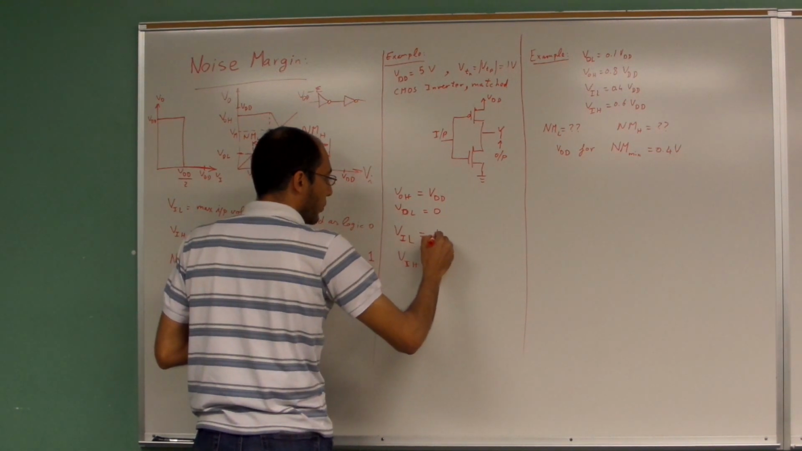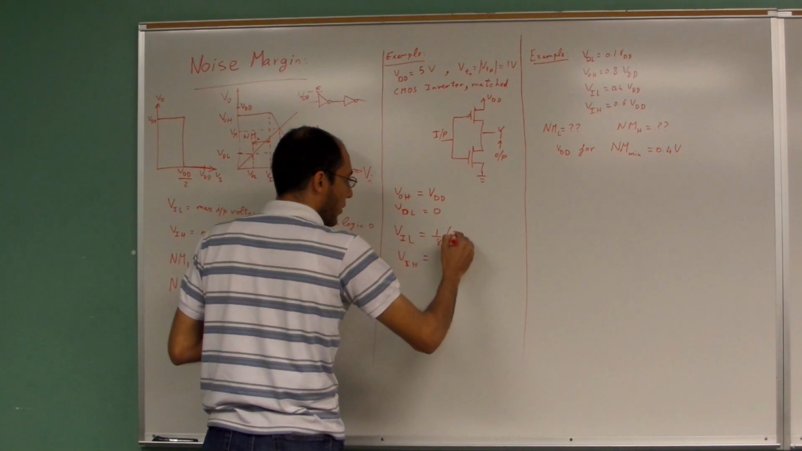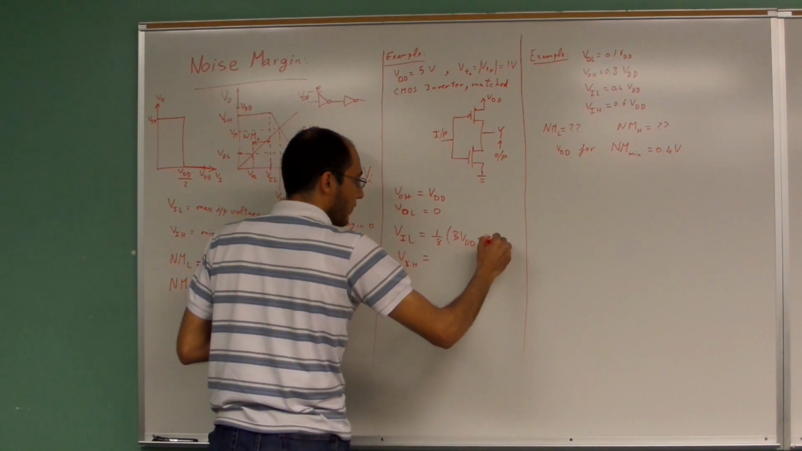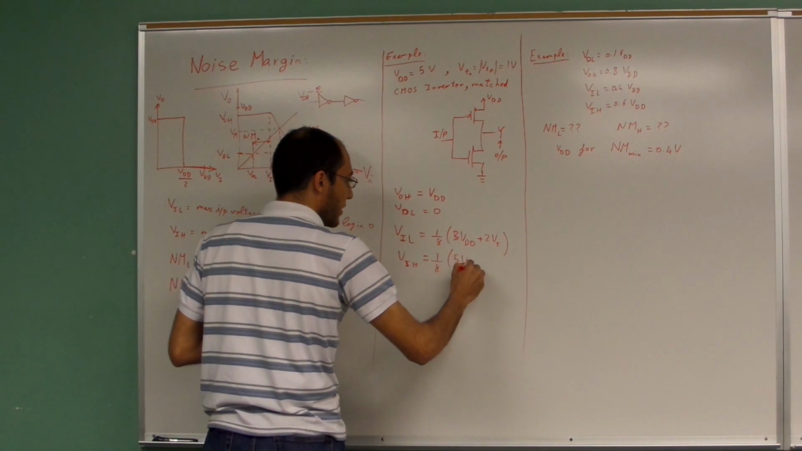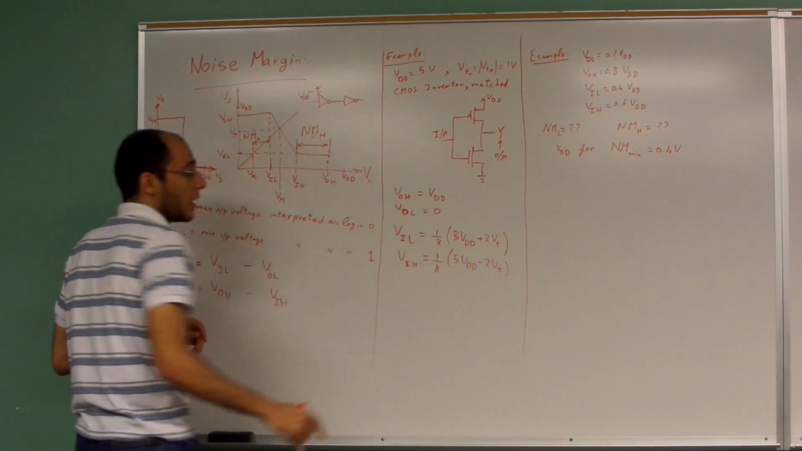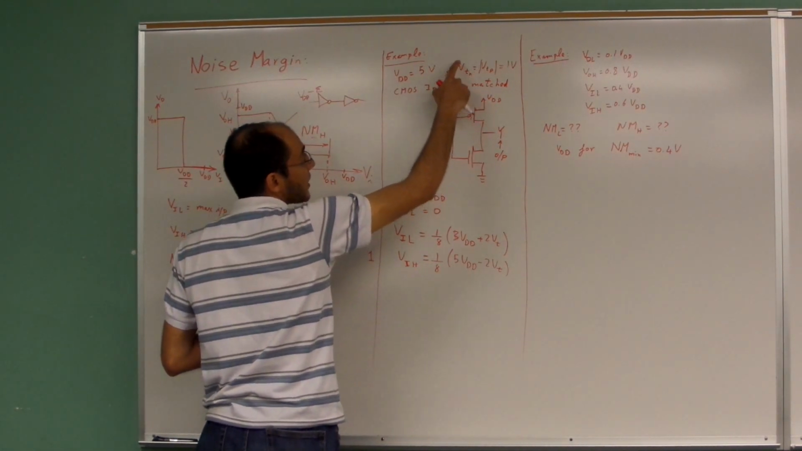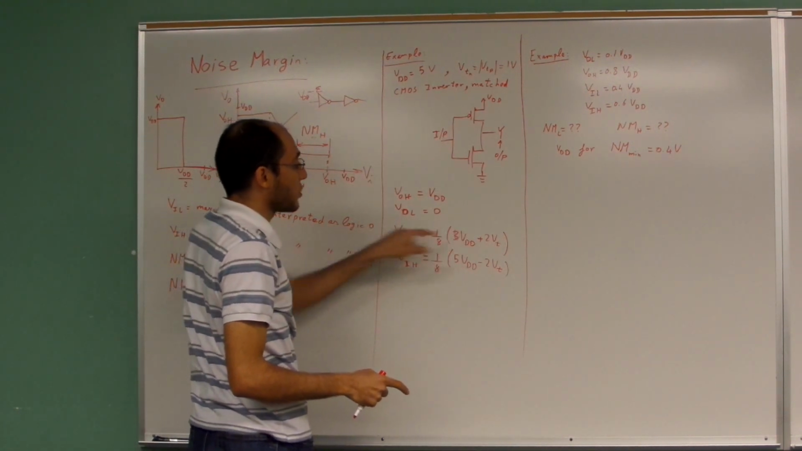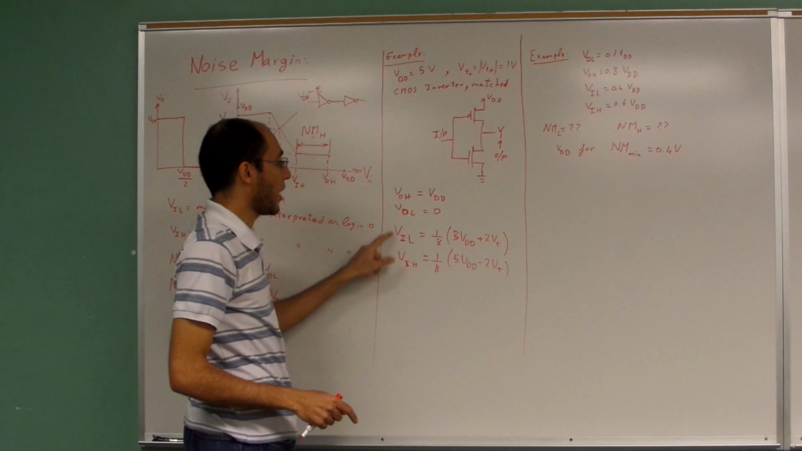Okay? V input low is equal to 1 over 8, 3 VDD minus 2 VT, okay? V input high is 1 over 8, 5 VDD minus 2 VT. What is VT? VT is the threshold voltage. And if they're matched, then this is equal to that. When they're matched, these two equations hold. So when they're matched, these two have to hold, and these two have to hold.